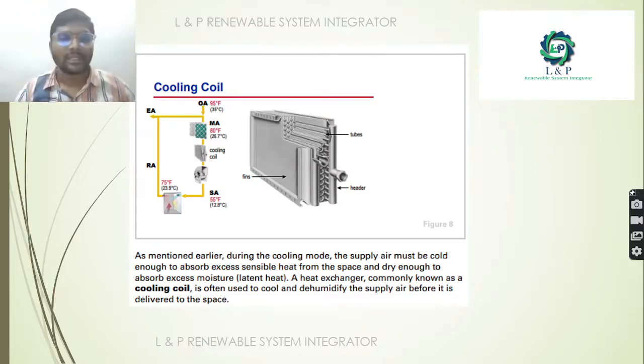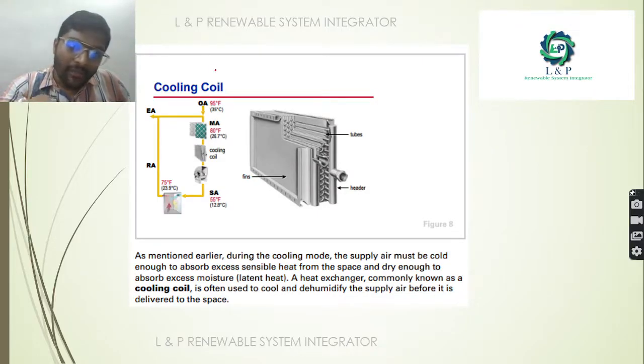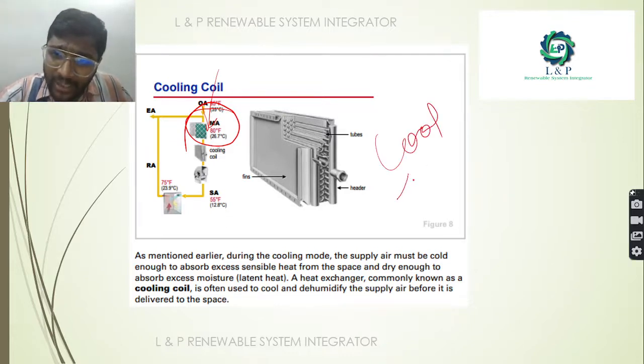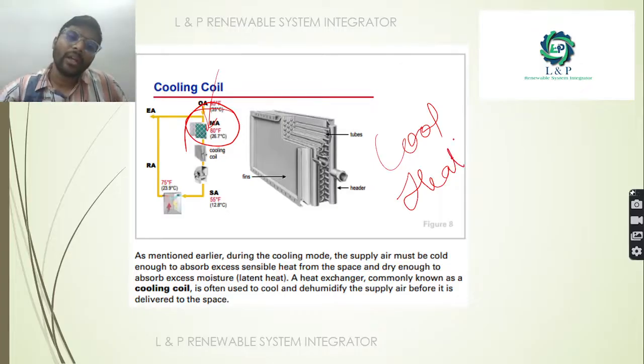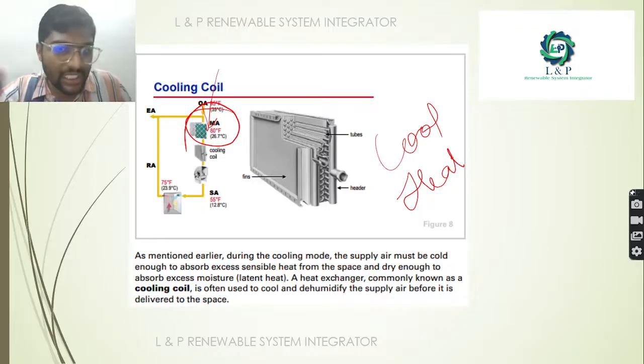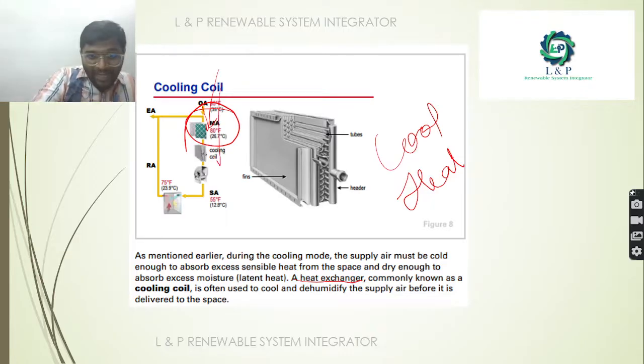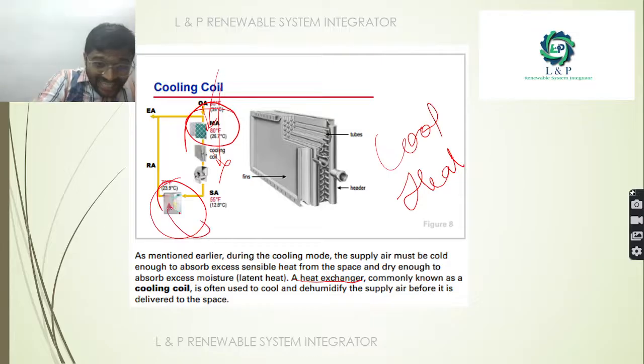Next is the cooling coil. As we said earlier, even though we are getting fresh air from the outside and filtering it using the filters, it doesn't mean that the outside air will always be cool or always be hot. So in order to reduce the temperature, we need a heat exchanger. For that we use this cooling coil, which acts as a heat exchanger. Most importantly, it should be cold enough to absorb the heat present inside the concerned room.